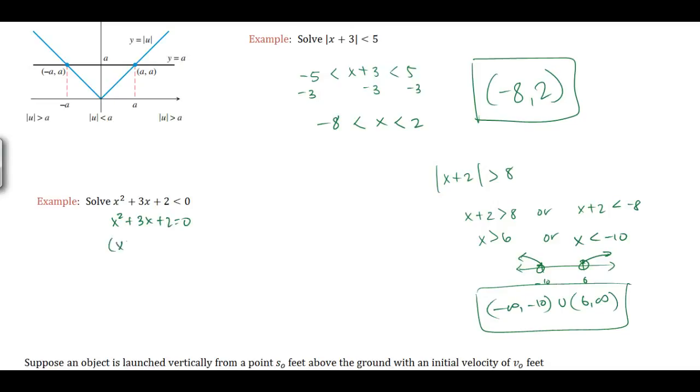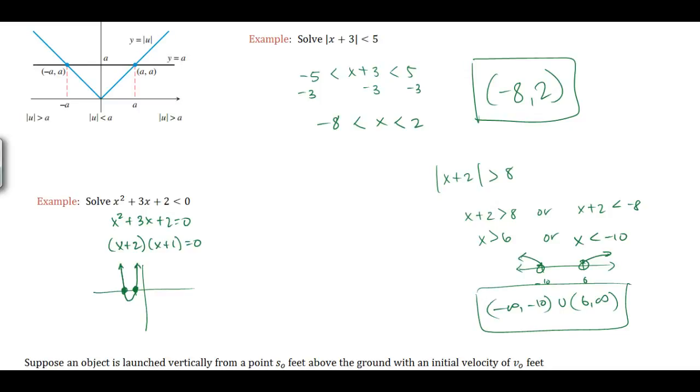Luckily, this one factors to (x plus 2)(x plus 1) equals 0. And that's really helpful because this is a parabola that has an x-intercept at negative 2 and an x-intercept at negative 1. I know that the graph opens up, so it looks something like this. I don't know exactly how great, but it looks something like that. And now the question can be answered.